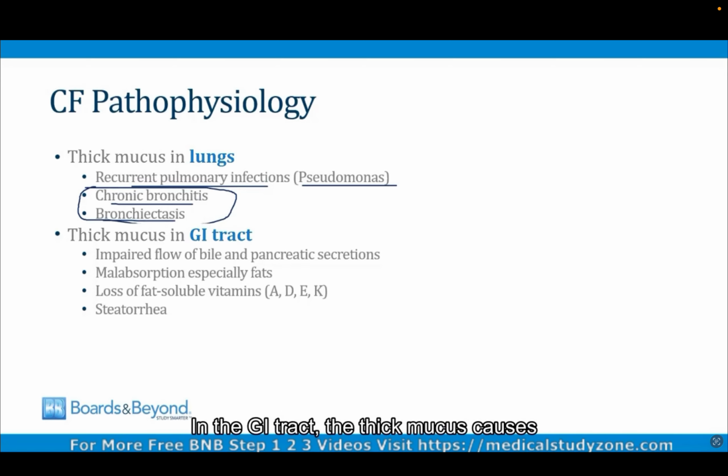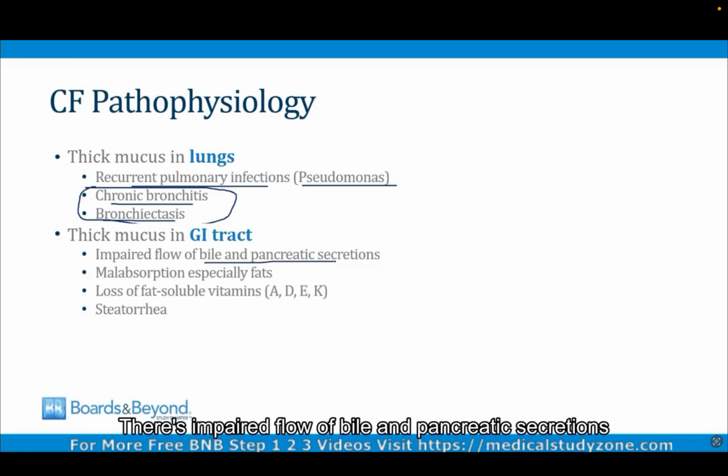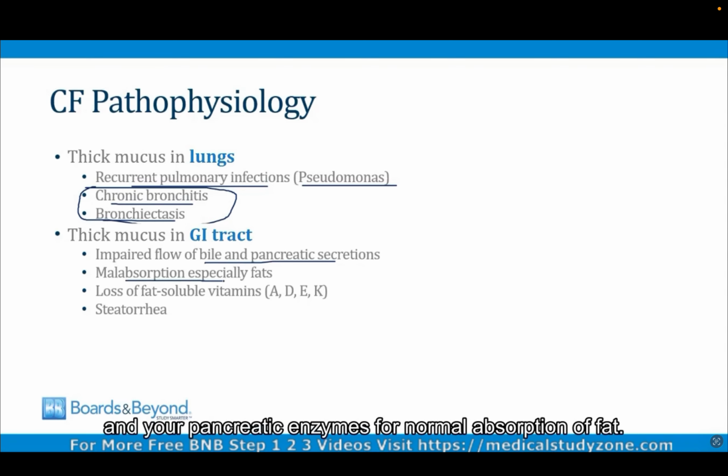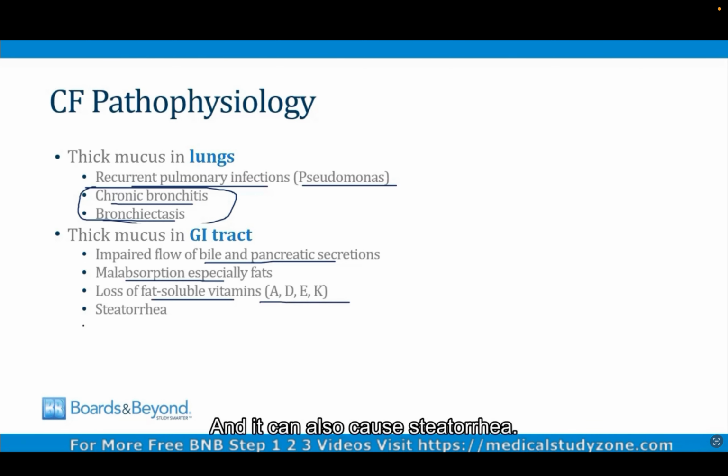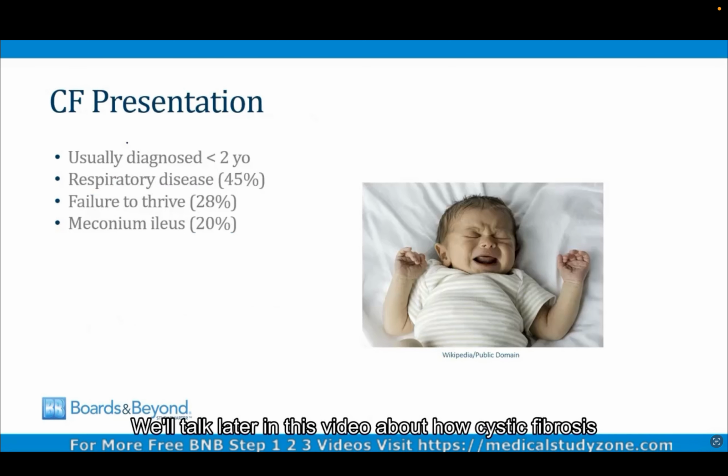In the GI tract, the thick mucus causes a number of GI problems. There's impaired flow of bile and pancreatic secretions because of thick mucus. This leads to malabsorption, especially of fats, because you need your bile acids and your pancreatic enzymes for normal absorption of fat. This can cause vitamin deficiency of fat-soluble vitamins, which are A, D, E, and K, and it can also cause steatorrhea.